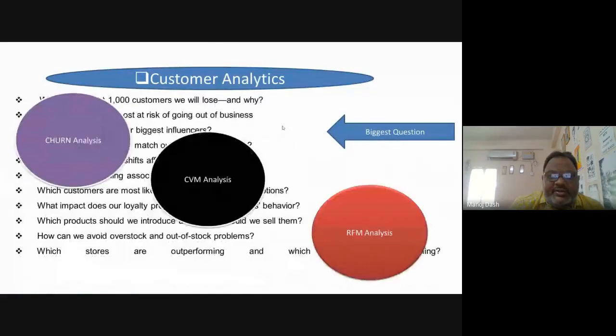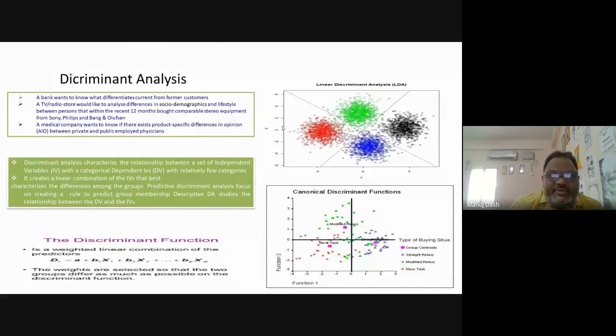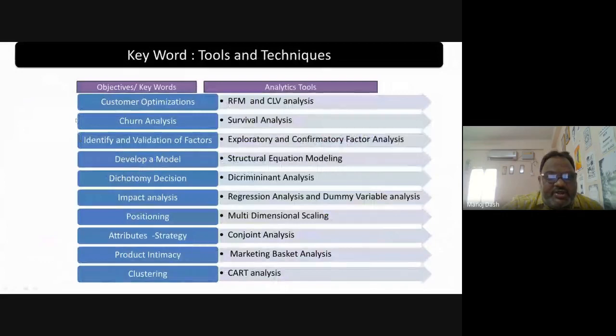Now, let me explain, I don't want to take much more time. Lastly, I conclude. If you want to do optimization, there is cost optimization. I apply RFM. If you want to study churn, I go for survival. If you want to identify validation of factors, I go for exploratory and confirmatory. If you want to develop a model, I go for SEM. If you want a dichotomous decision, I go for discriminant. If you want to understand input analysis, I can go for regression analysis. If you want the positioning of a product, I can go for MDS.